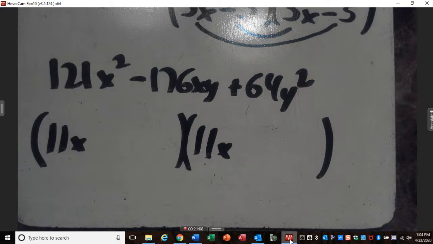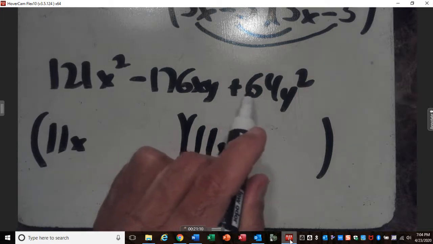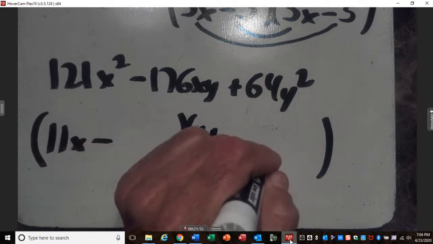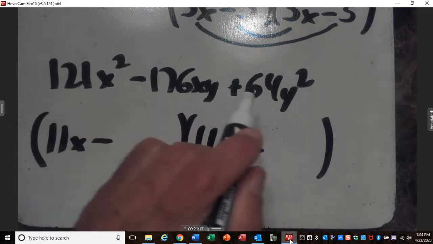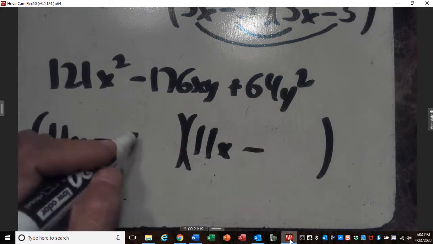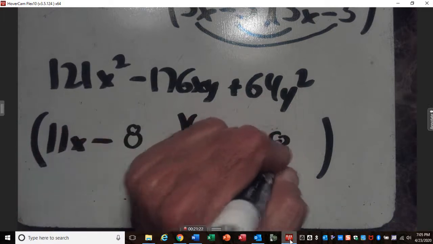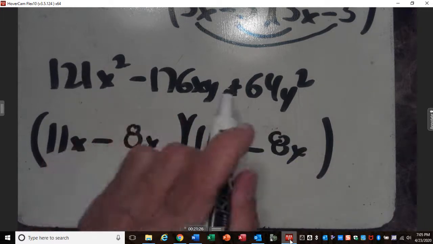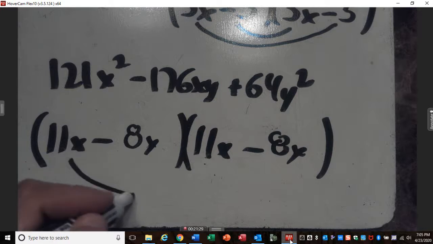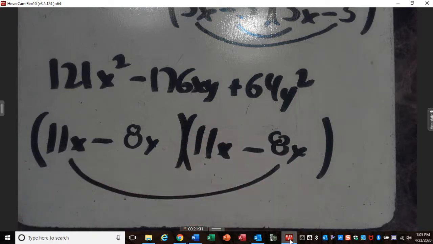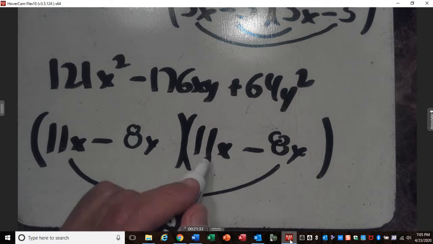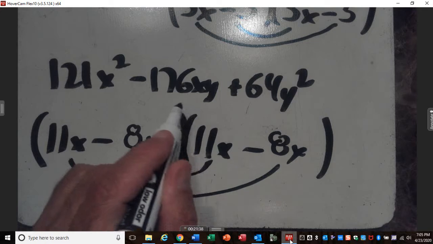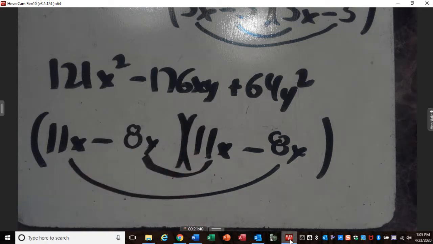All right, 121 is 11 and 11. x and x. The last term is positive, so we're good. That's a perfect square, but the middle term is negative, so we have the two minus signs. The signs are always the same when you do this section. 64 is 8 and 8, and then y and y. Well, how do you get this guy, Mr. Purdy? Isn't that negative 88xy? Isn't that negative 88xy? When you double negative 88, you get negative 176. So it works.